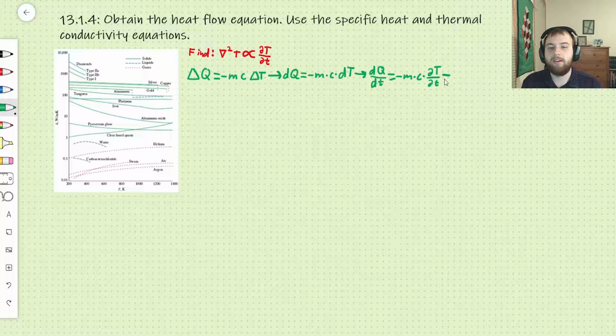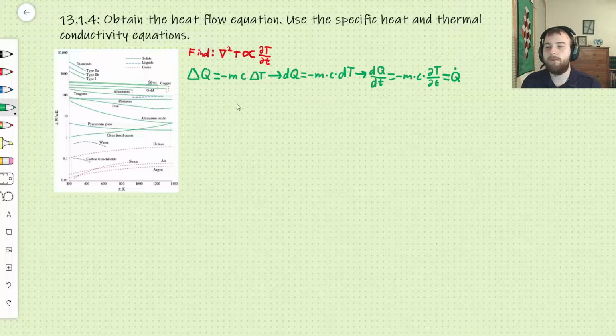And then just as a notational thing, I'm going to write dQ/dt as Q dot. That's how it's often written. A dot means a derivative with respect to time. So Q dot equals negative m times c times del T over del t. Okay, we'll be back to this equation, but we'll leave it there for now.